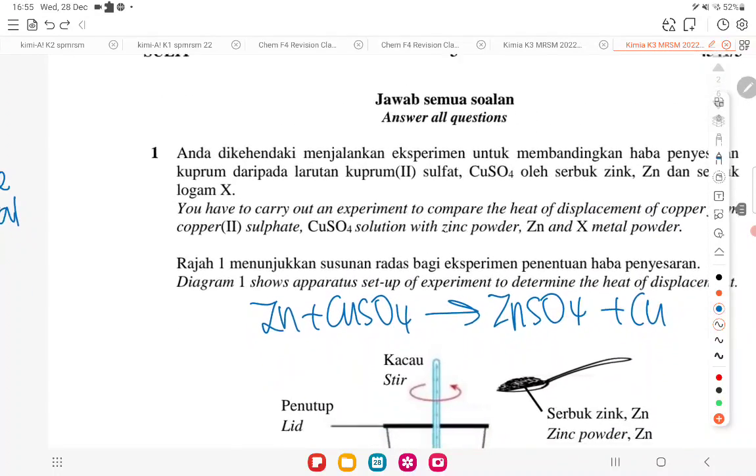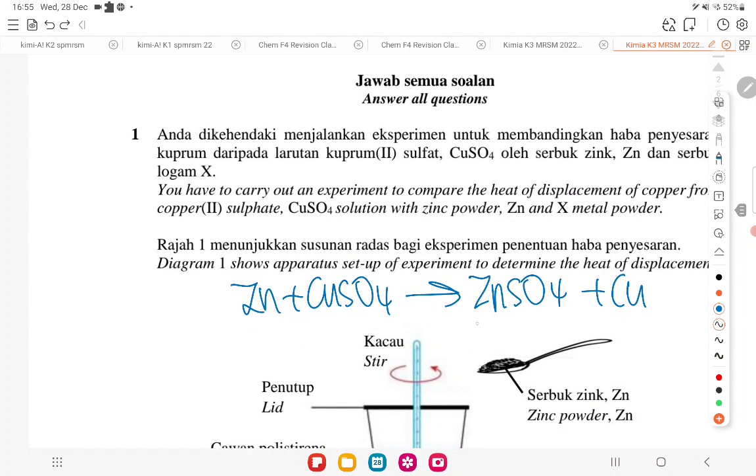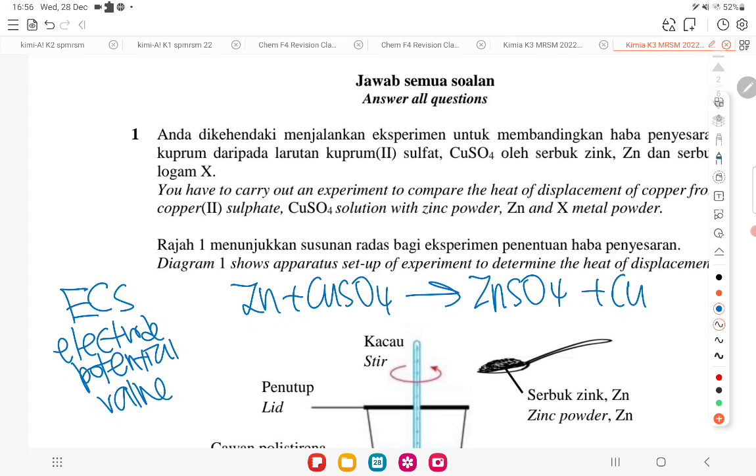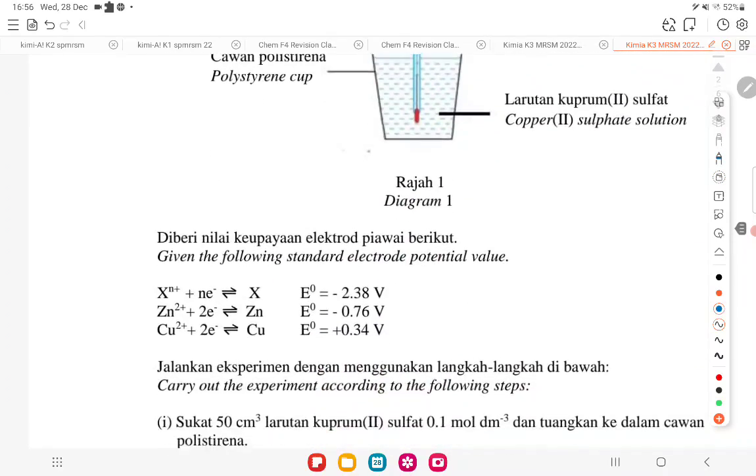So zinc can rob the girlfriend of copper, so it becomes zinc sulfate. And after you rob the girlfriend, now the copper stands alone. So you can use ECS or you can use electrode potential value to determine who is the more powerful gangster. Okay, so that's what I want to tell you. So how do we do this experiment?